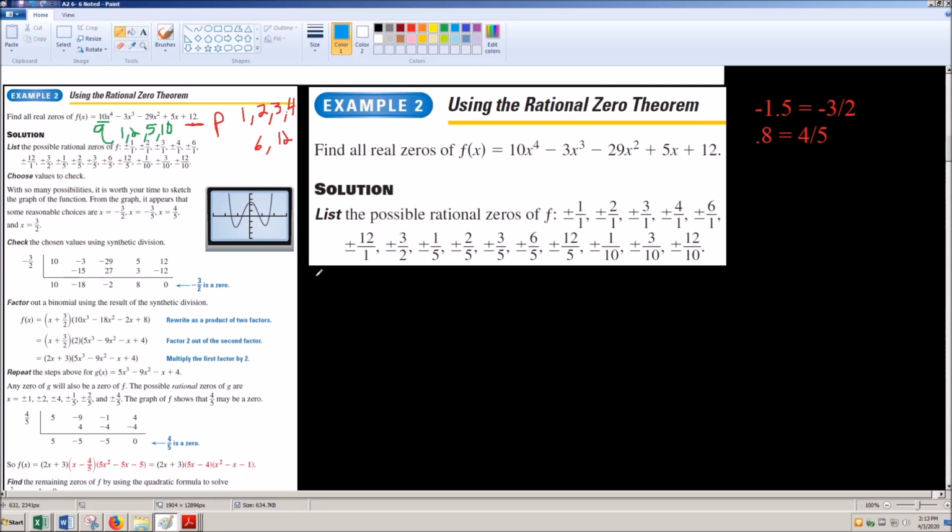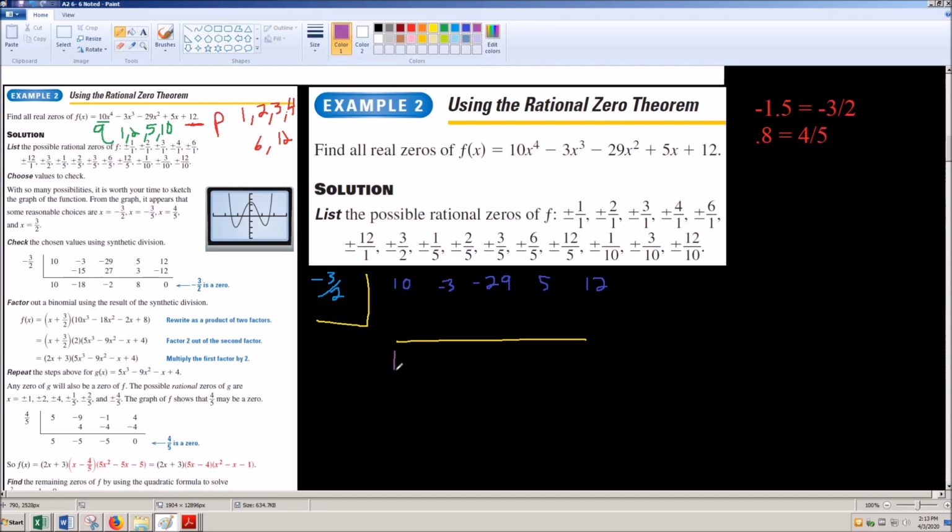So let's just start out with our -3/2. We're going to be doing synthetic division with our -3/2. Again, our coefficients are coming from our equation here. So this 10x to the 4th, we've got our 10, and then we've got -3, -29, 5, and 12.